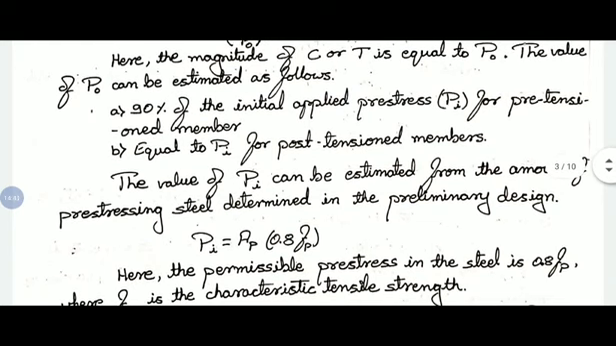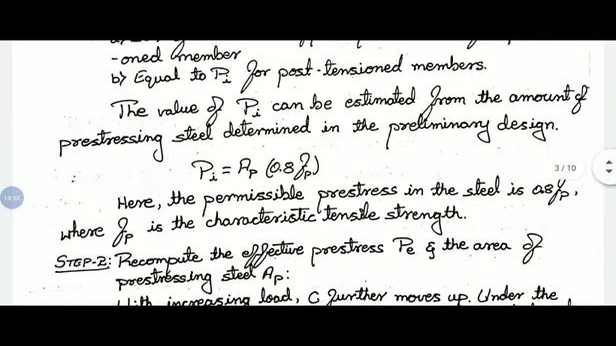So how to calculate initial pre-stress? It is the area of pre-stressing steel into 80% of the strength of steel, what we have assumed earlier. That is the initial pre-stressing force. So the permissible stress in steel is 0.85 fp, that is 80% of steel, where fp is the characteristic tensile strength which we have assumed in the first step of preliminary design.